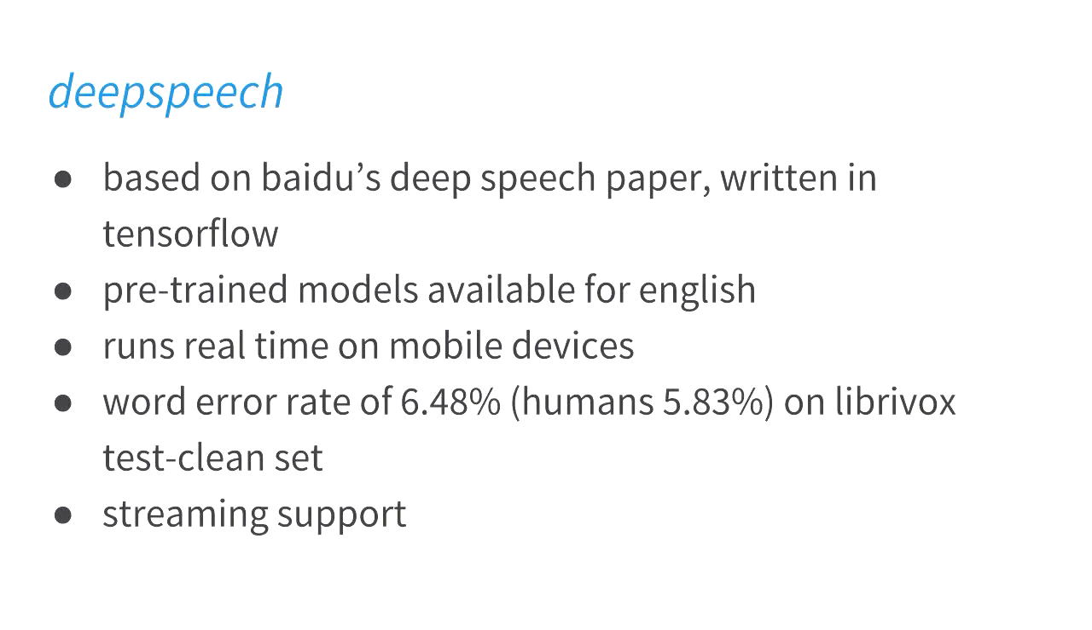Humans are at about 5.83% word error rate. It's a fun task to try to make a deep learning model, or any machine learning model, that does better than humans, because it's really hard to test. It's really hard to know that your training data is correctly labeled at that point. This is on the LibriVox, which is one of the tests that a lot of these academic papers use.